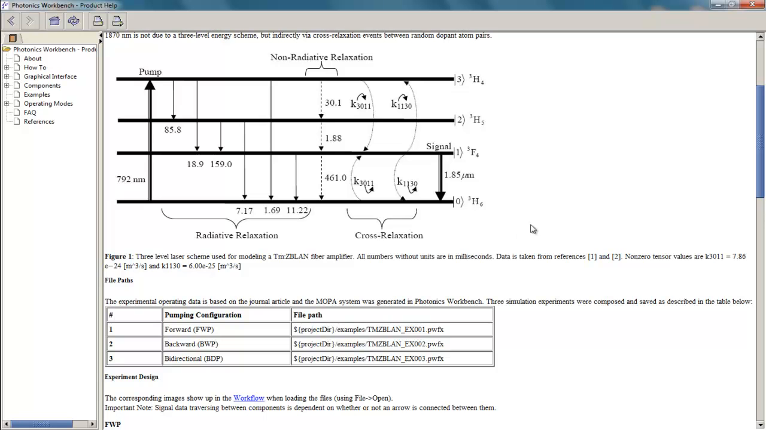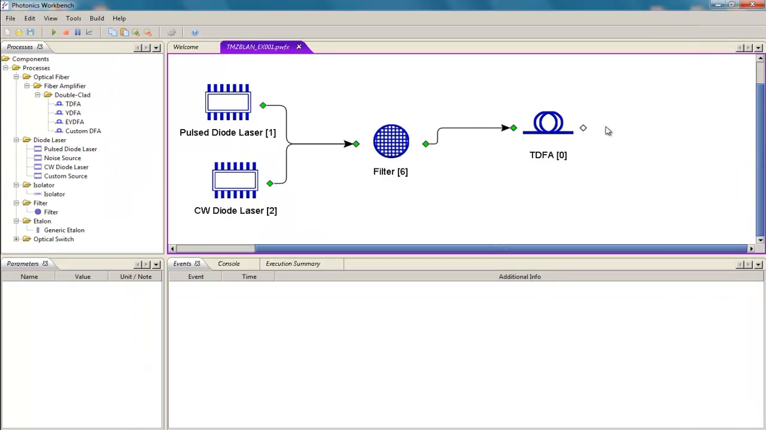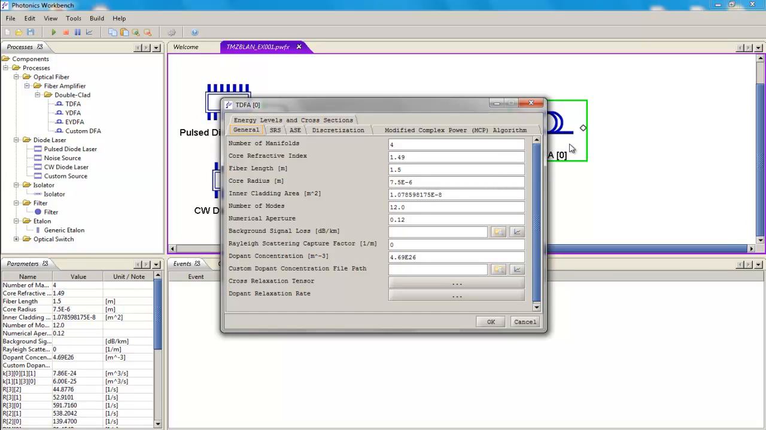Let us now go back to the process flow and open up the dialog for the fiber amplifier, where all these dynamic properties are defined. In the General tab, the first entry, Number of Manifolds, is set to 4. One must set the total number of energy levels to be considered. As you may recall from the thulium spectroscopy illustration, there are a total of 4 energy levels. The dopant emission and absorption cross sections between any pair of energy levels can be configured in the Energy Levels and Cross Sections tab.